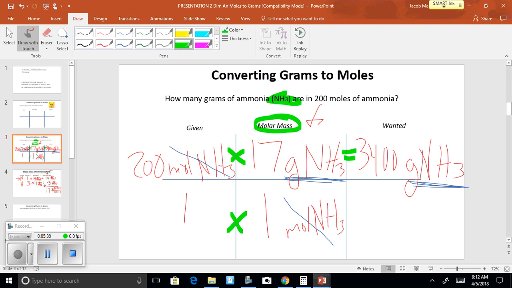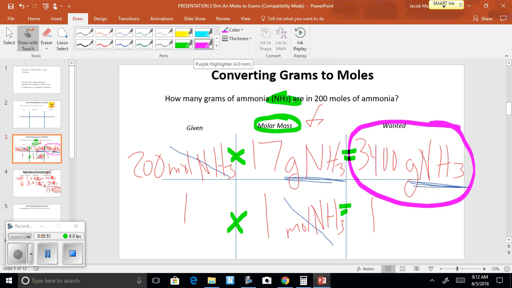Now across the bottom, 1 times 1 is 1. So 3,400 grams of NH3 over 1. And your final answer is this, 3,400 grams of NH3. So if I have 200 moles of ammonia, that's the same thing as me saying I have 3,400 grams of ammonia.